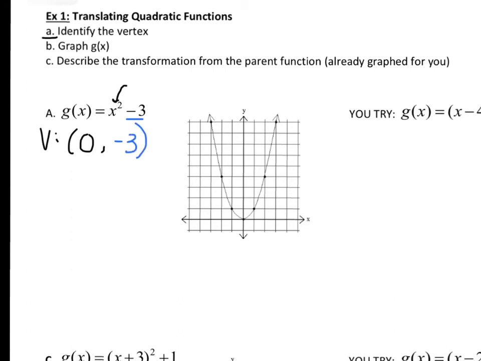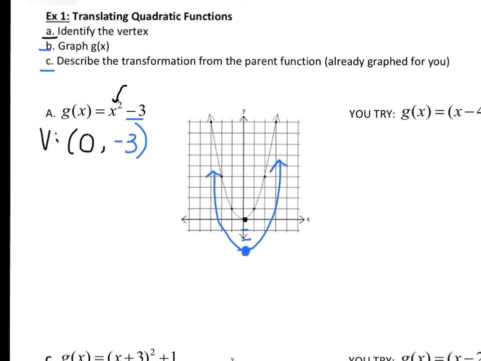So we can take the original. The original is right here. It's already been graphed for you. The vertex is at 0, 0. And we're going to make a new parabola where the vertex is 0, -3. So -1, -2, -3. It falls off a bit. But there's the vertex, and there's the new parabola. So we've taken care of B.